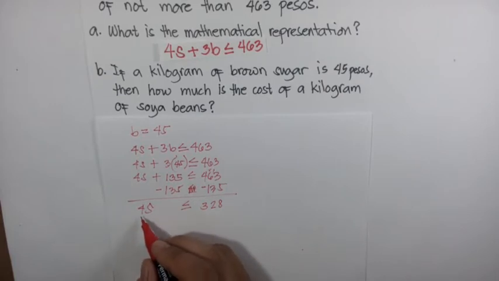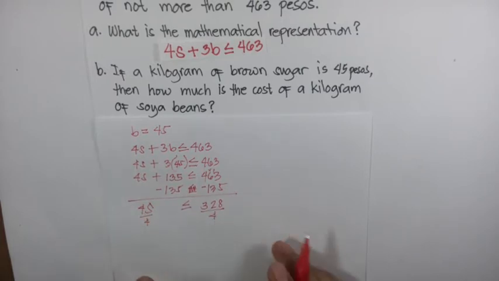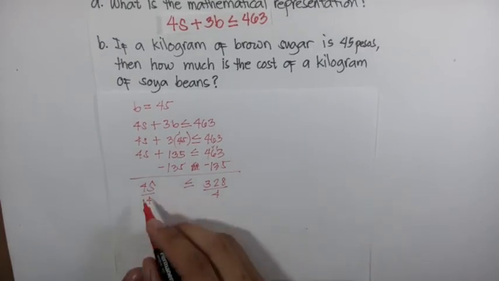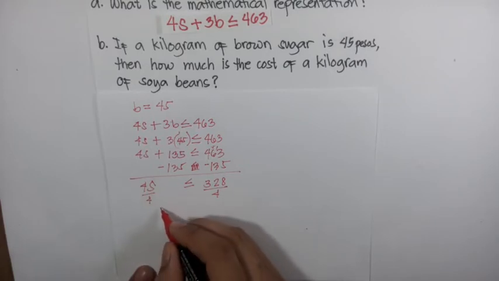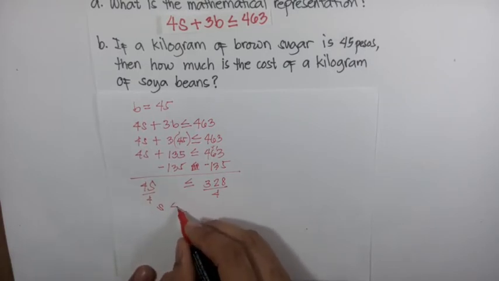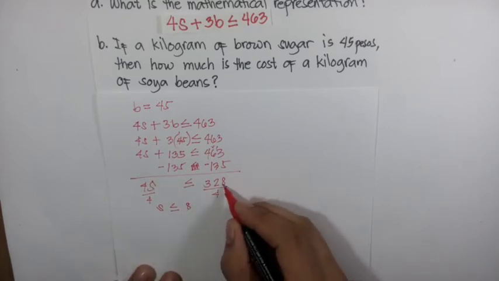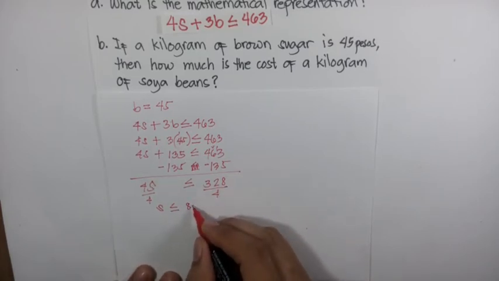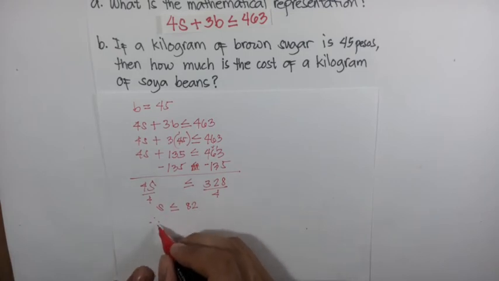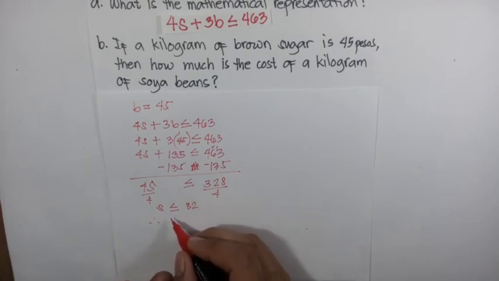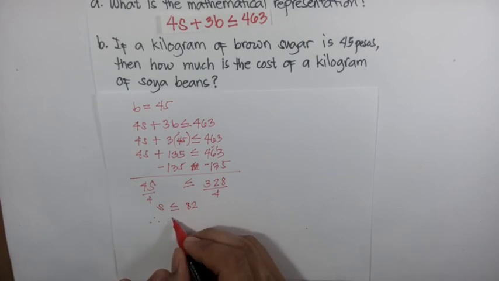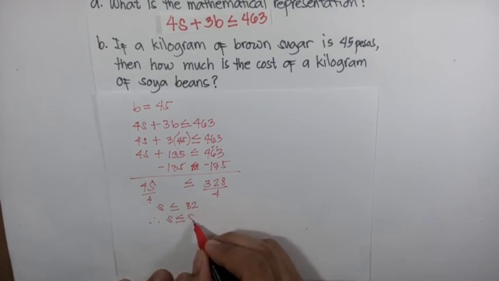The next thing you are going to do, since there is a number beside S, is divide by 4, so that this one will become 1. Do the same on the other side. So 4 divided by 4 is 1. So that is S is less than or equal to 32 divided by 4, that is 8, and 8 divided by 4 is 2. Therefore, we say that the cost of a kilogram of soybeans S is less than or equal to 82 pesos.